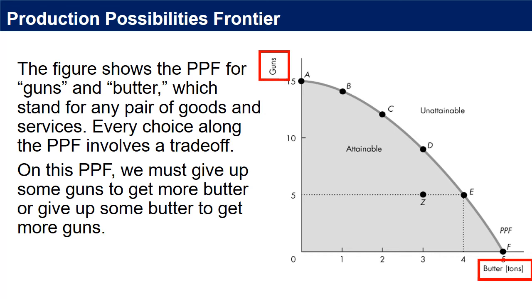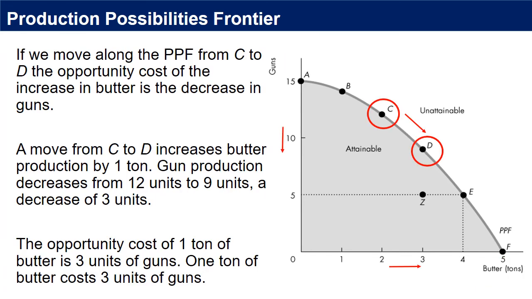On this PPF, we must give up some guns to get more butter, or give up some butter to get more guns. If we move along the PPF from C to D, the opportunity cost of the increase in butter is the decrease in guns. A move from C to D increases butter production by 1 ton. Gun production decreases from 12 units to 9 units, a decrease of 3 units. The opportunity cost of 1 ton of butter is 3 units of guns. 1 ton of butter costs 3 units of guns.